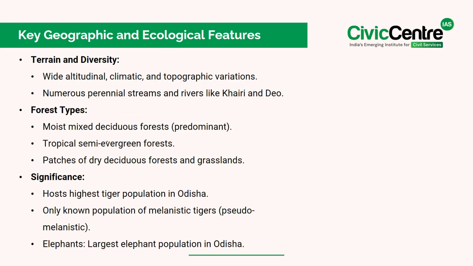Now, if you look at the geographical and ecological features of Similipal, they are highly diverse, as the region exhibits wide variations in altitude, climate and topography, making it ideal for a rich variety of flora and fauna. Additionally, it is nourished by numerous perennial streams and rivers, including the Kairai and Deo, which sustain the ecosystem. The forest cover is predominantly moist mixed deciduous, but the reserve also hosts tropical semi-evergreen forest, patches of dry deciduous forest, and also grasslands, contributing to its high ecological diversity.